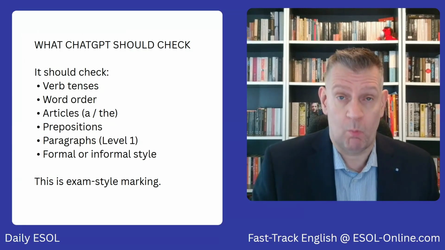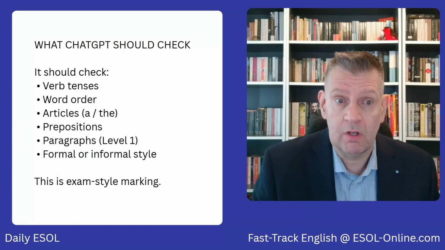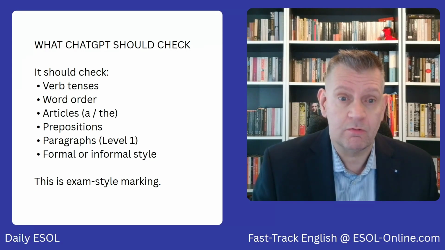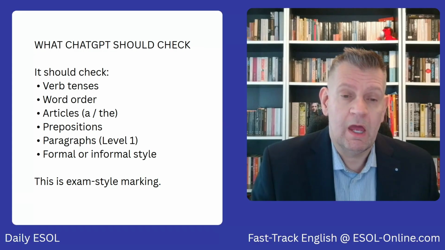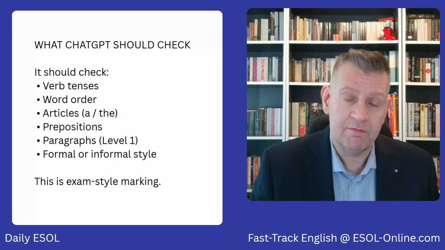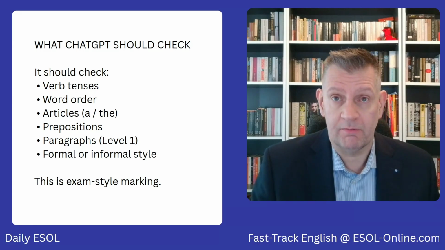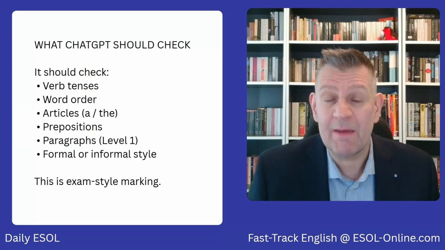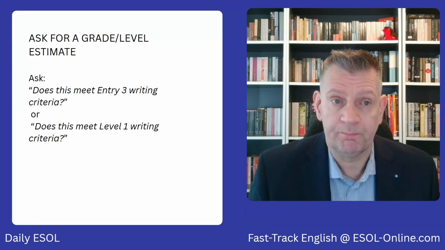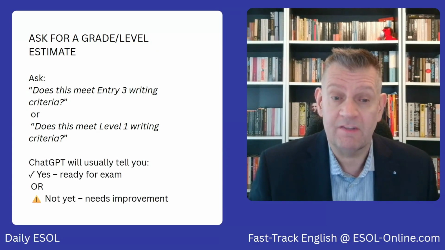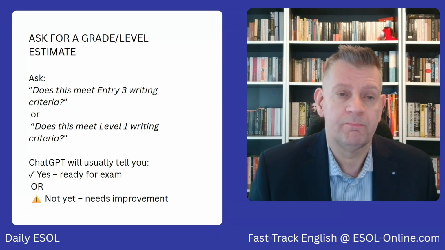ChatGPT will check what you ask it to do, which should include verb tenses, word order, articles, use of a and the, very important for ESOL writing, your preposition use, paragraphs if you're doing level 1, and also whether you're writing correctly in the formal or informal style. It will know from the style of the type of question that you're asking which is the correct style to write in. So it's exam style marking that it will give you. And if you want to ask it for a grade, you can do so, and it will tell you, yes, you're ready for the exam, or not yet, you need some improvement.